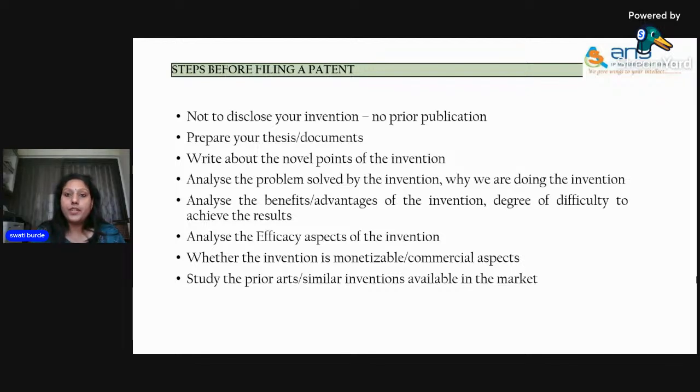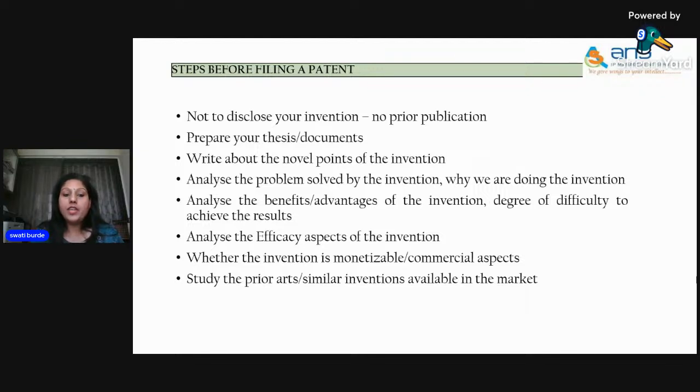and write about the novel points, then analyze the related prior art or similar products and similar inventions in the market, and what their disadvantages are, or what problems are being faced by people in the market, and whether your invention is solving any such problem. Then analyze the benefits or advantages of that invention, or whether there is any difficulty in achieving that product or those results which are not being achieved by persons working in that field. So all these points we have to analyze.